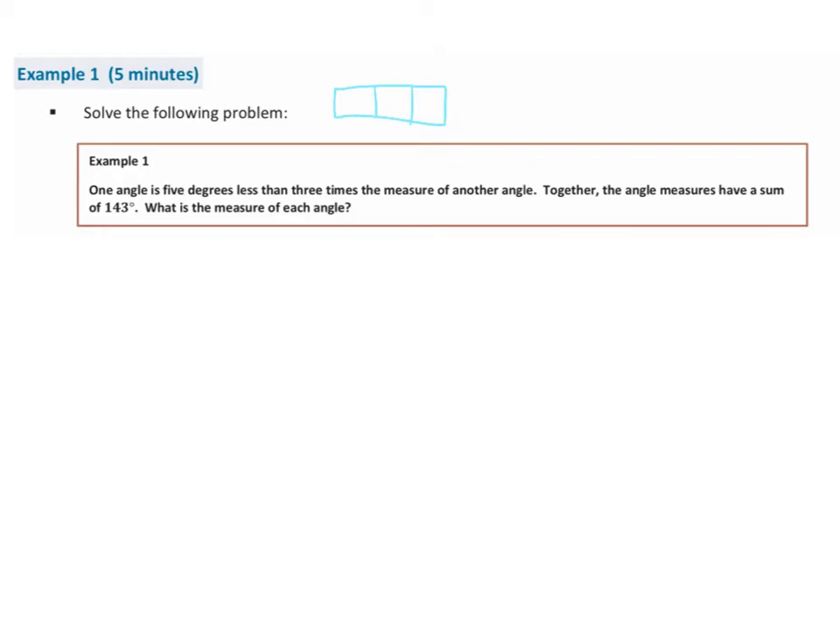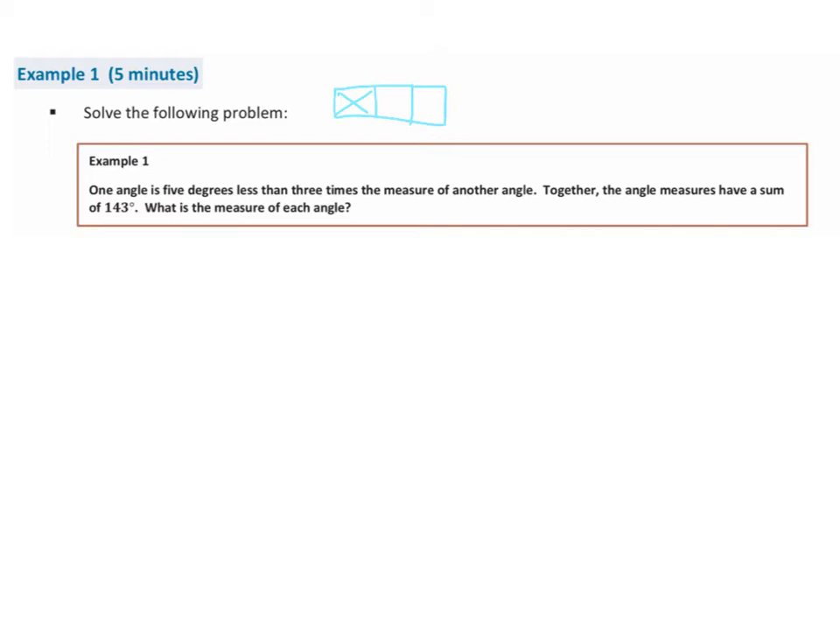First time I read for the big idea. One angle is 5 degrees less than 3 times the measure of another angle. Together, the angle measures have a sum of 143 degrees. What is the measure of each angle? Ready for the big idea? This time that I read, I'm going to be annotating. I'll be writing things in, circling things, etc.